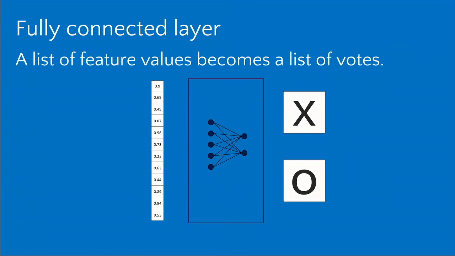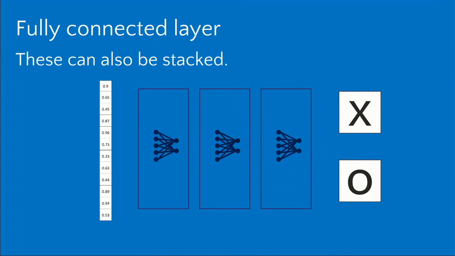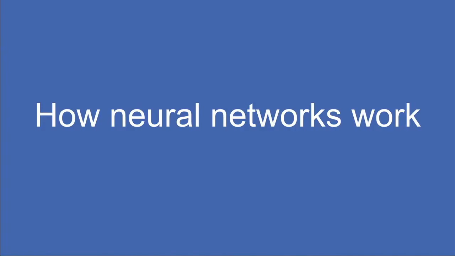So this is a fully connected layer. It just takes a list of feature values, in this case our filtered shrunken pixels, and it becomes a list of votes for each of our output categories, in this case an X or an O. Now these can also be stacked. You can have what they call hidden layers, secret hidden categories in between. One layer votes on the first set of hidden categories, and then those vote on the next layer and so forth until you get to your final ones. We'll dig into this more in just a little sec, but these all stack onto the end.